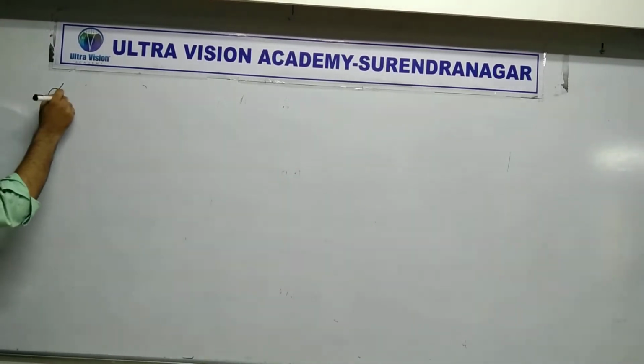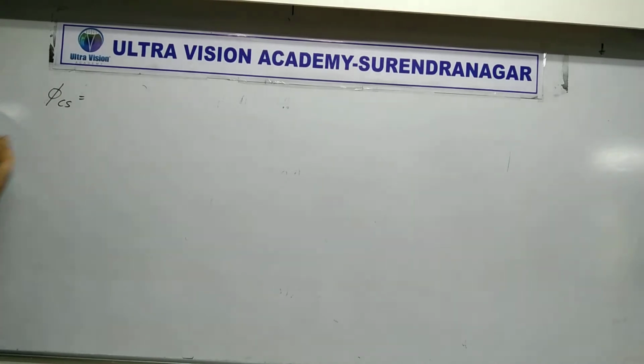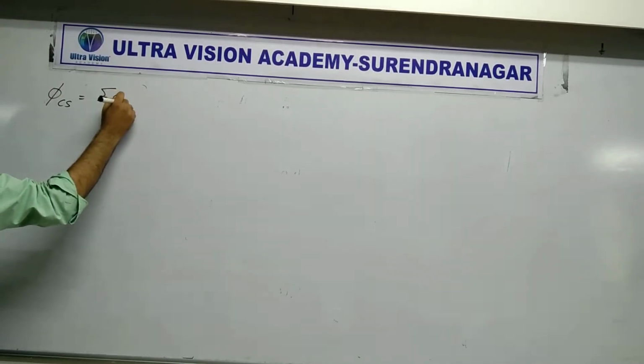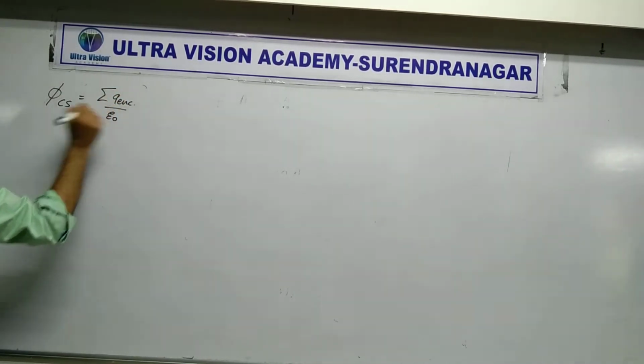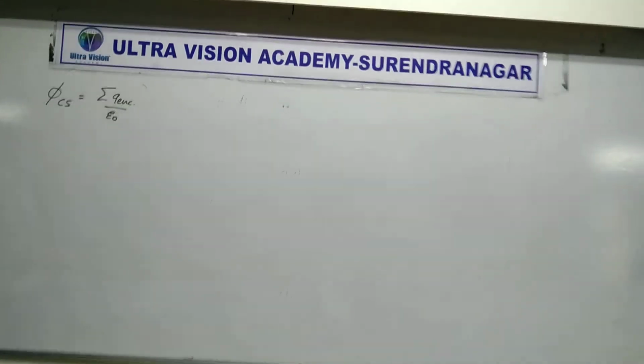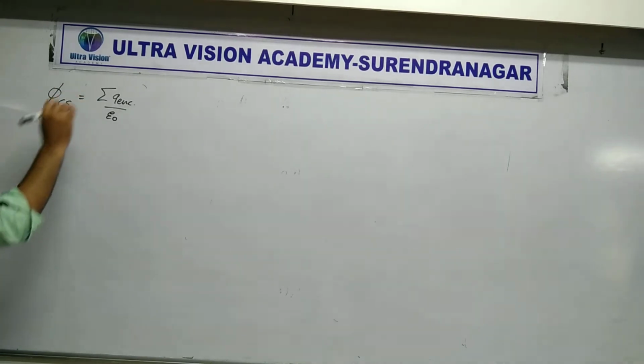So once again, the Gauss law is that if you have got a closed surface, then the flux for a closed surface is given by sigma q enclosed by epsilon 0. This thing is called the Gauss law. Okay, this equation is called the Gauss law. Now, let's discuss a few things about it.